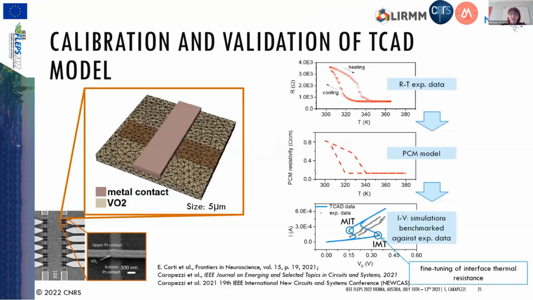And so this is the full flow that is preliminary to a simulation: calibration and validation of the TCAD model. Starting from resistance versus temperature measurements, I have used this to calibrate the PCM model, the resistivity model, and then I have benchmarked my current versus voltage simulation against experimental data. This has been useful for me to understand if I achieved a good description of the device behavior, but also as a means to fine-tune some parameters which are not easily accessible experimentally, like for instance the interface thermal resistance or thermal conductance.